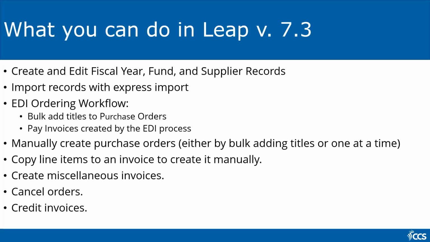LEAP includes the functionality to send EDI orders, receive the orders, and pay invoices. With 7.3, Innovative added the ability to manually create orders. So you can now add line items manually to the purchase order and create purchase orders by bulk adding titles. The manual acquisitions processes also include copying the line items to an invoice and paying it, as well as the ability to create miscellaneous invoices. Orders can also be canceled and invoices can be credited.